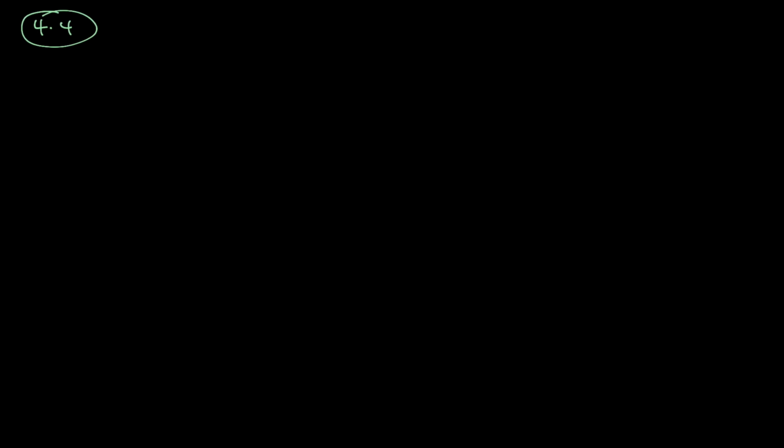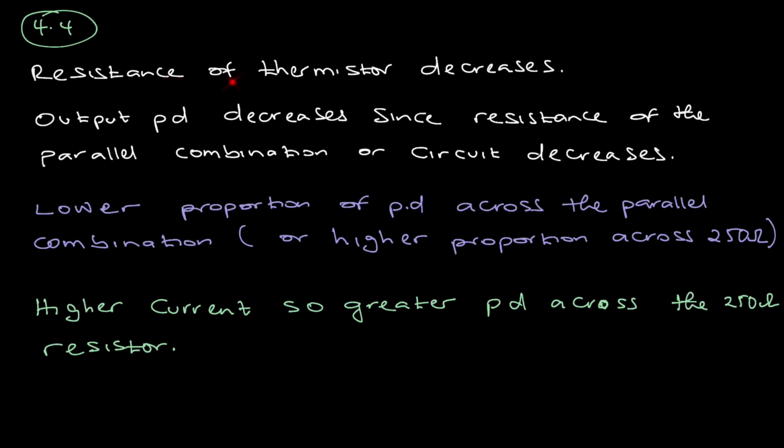Question 4.4. We need to state and explain the effect on the output PD of increasing the temperature of the thermistor. The resistance of the thermistor decreases, so the output PD decreases since the resistance of the parallel combination decreases. There is a lower proportion of PD across the parallel combination, or a higher proportion across the 250 ohm resistor. Higher current, so greater PD across the 250 ohm resistor.